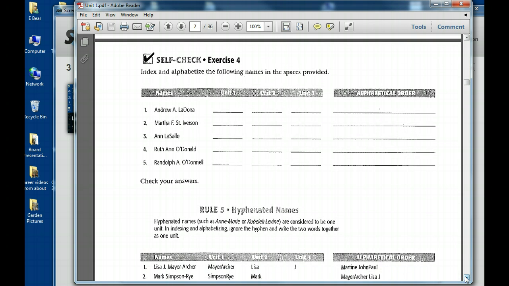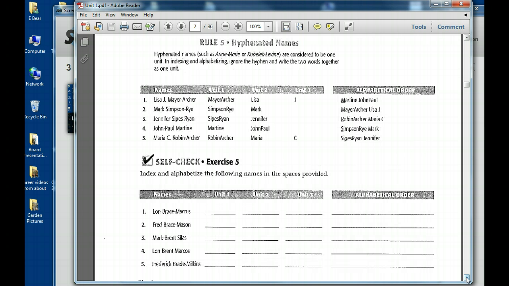Check your answers for exercise number 4 once you have completed it. The last rule, rule number 5 in this section, is on hyphenated names. Hyphenated names, such as Anne-Marie, are considered to be one unit. In indexing and alphabetizing, ignore the hyphen and write the two words together as one unit.